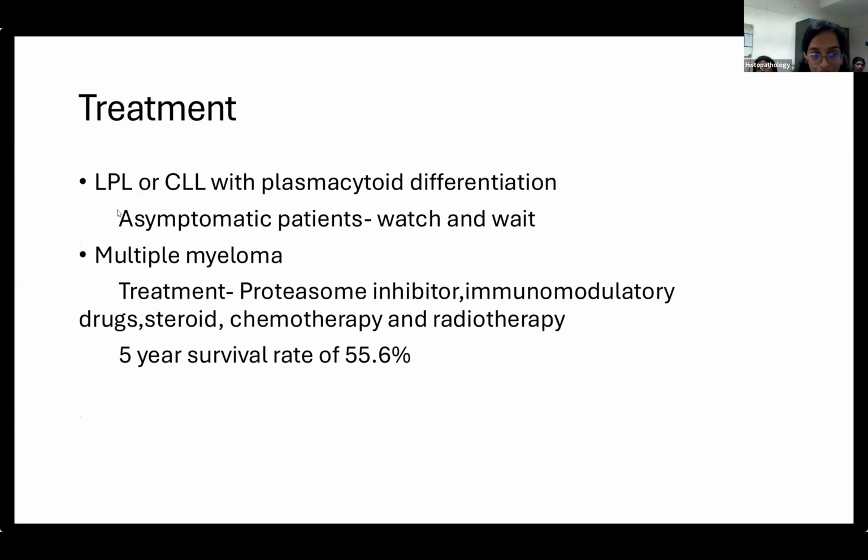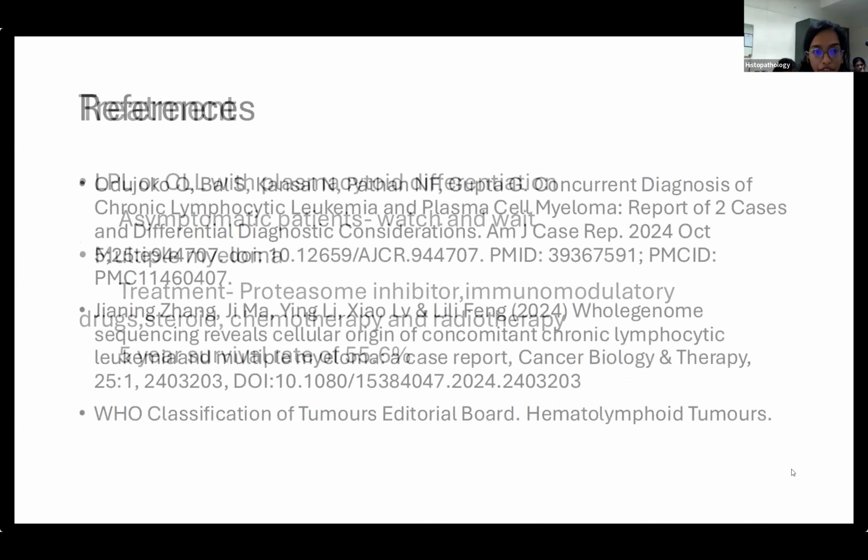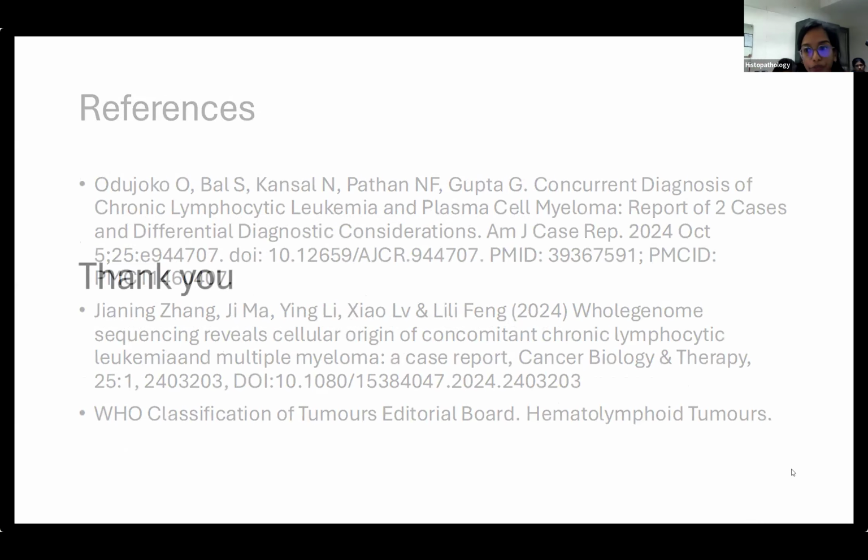Treatment-wise, for lymphoplasmacytic lymphoma and CLL with plasmacytoid differentiation, if the patient is asymptomatic, we can wait and watch. In case of a symptomatic patient, we have to do combined therapy. In case of multiple myeloma, the treatment totally differs from that of low-grade lymphomas, and the survival rate is also low. These are my references. Thank you.